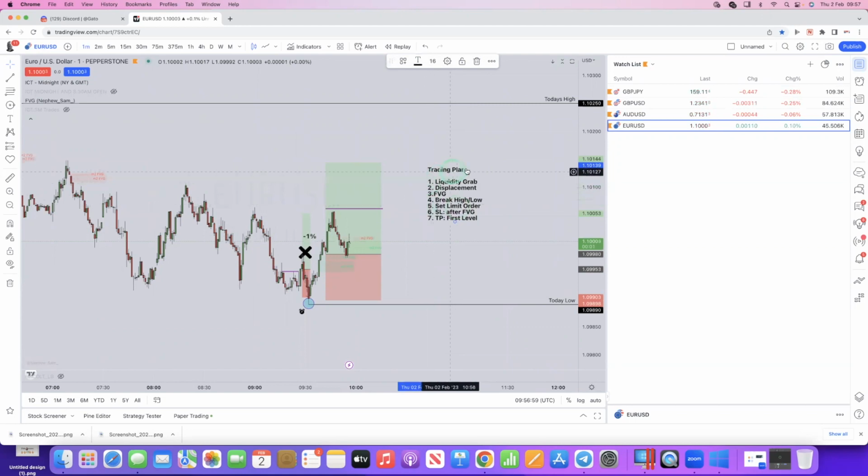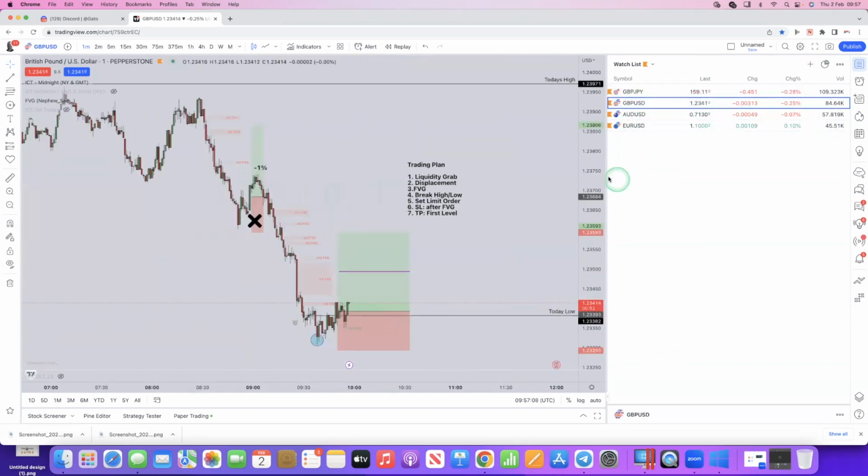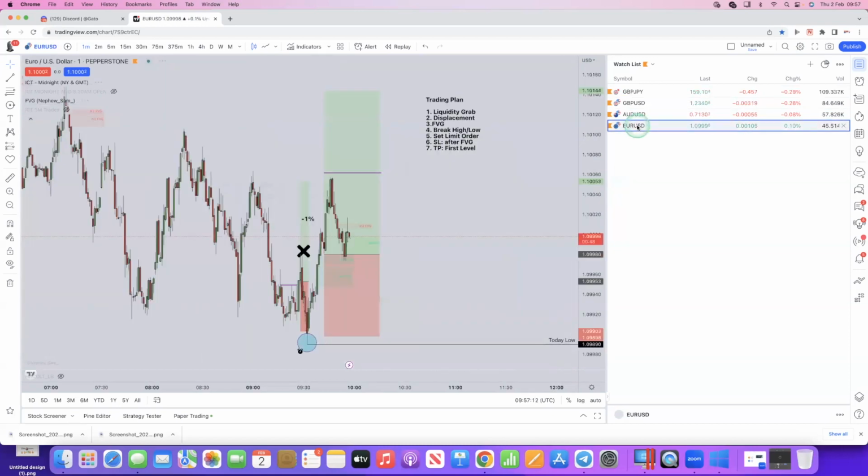What I'm going to do, I am now going to pause the video. We're not going to enter any trade on the GBP JPY. We've got the GBP USD, we've got the AUD USD, and we've got the Euro USD. So now we've got 3 trades, which I'm going to wait for an outcome.